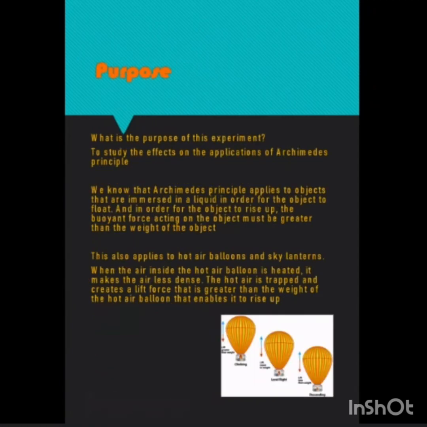Purpose. The purpose of this experiment is to study the effects of the applications of Archimedes' principle. We know that Archimedes' principle applies to objects that are immersed in a liquid. In order for the object to float, and in order for the object to rise up, the buoyant force acting on the object must be greater than the weight of the object. This also applies to hot air balloons and sky lanterns.